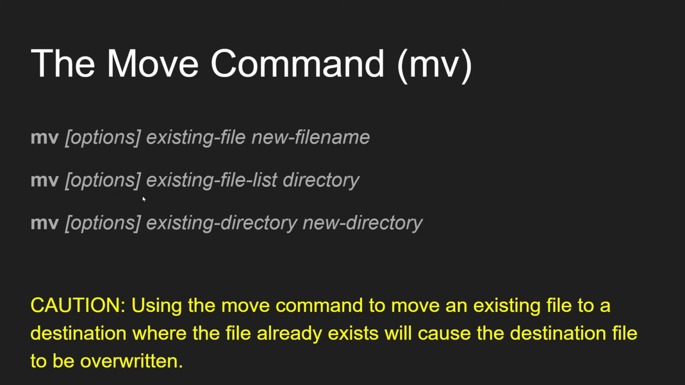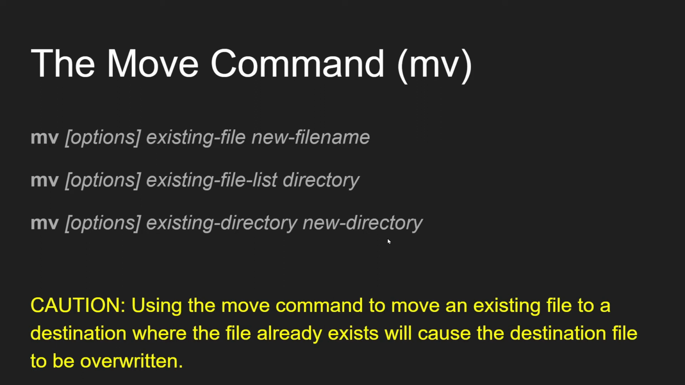In the second form, the existing file list arguments are a list of one or more files or directories that mv will move. The directory argument is the name of the directory where the existing files will be placed. And in the third form, the existing directory argument is the name of the directory that mv will move. The new directory argument is the new directory name that mv will assign to the existing directory.